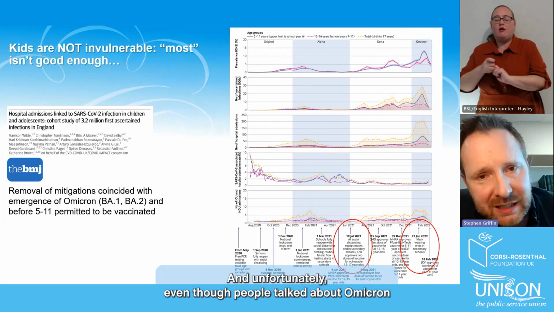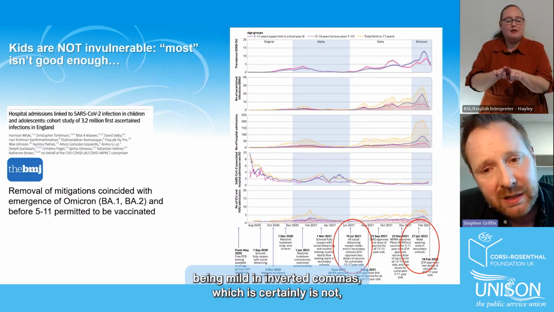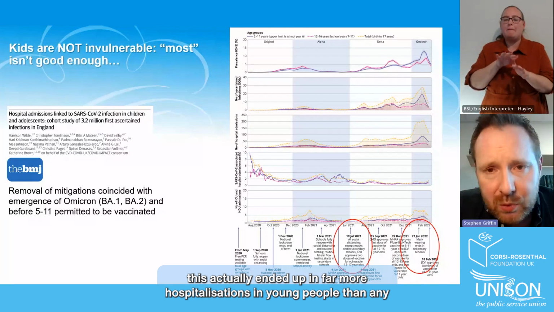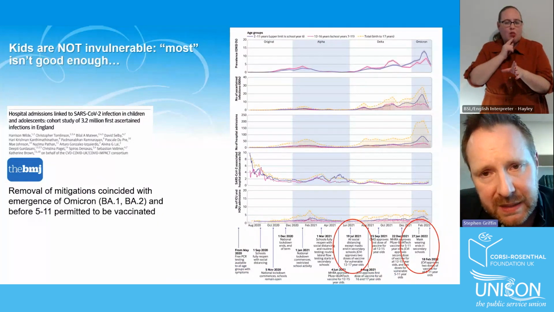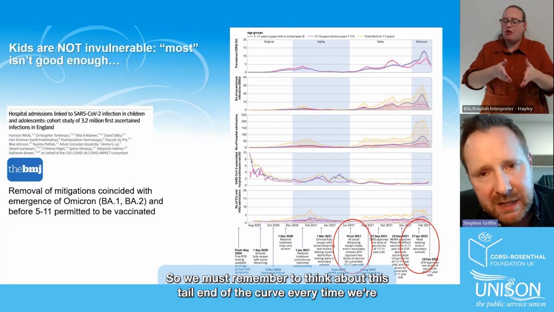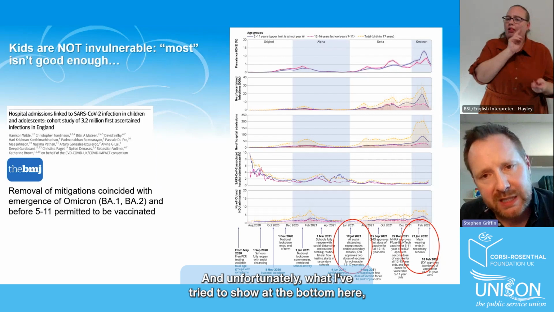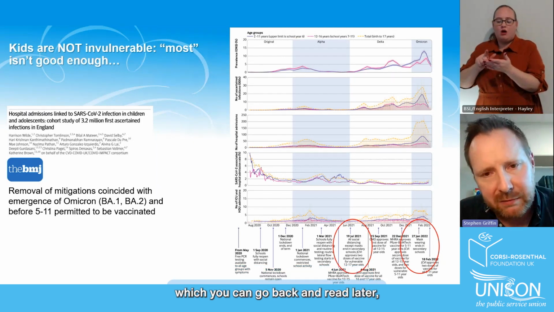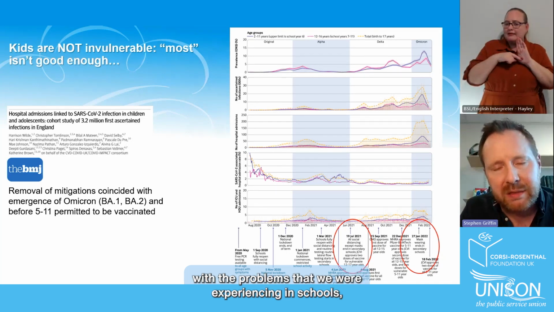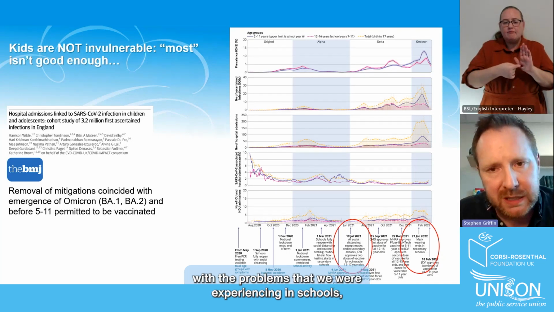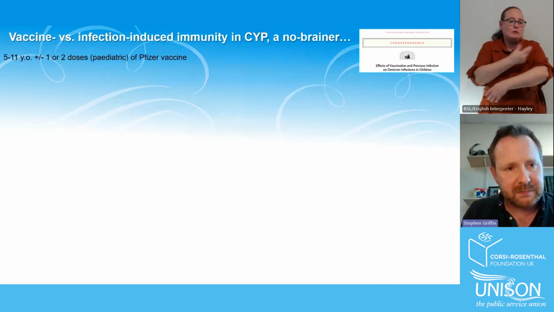And unfortunately, even though people talked about Omicron being mild in inverted commas, which it certainly is not, this actually ended up in far more hospitalizations in young people than any other point during the pandemic. So we must remember to think about this tail end of the curve every time we're considering all of these different diseases. And unfortunately, what I've tried to show at the bottom here, which you can go back and read later, is that our policies really did not keep up with the problems that we were experiencing in schools, whether that be to do with vaccinations or to do with mitigations.